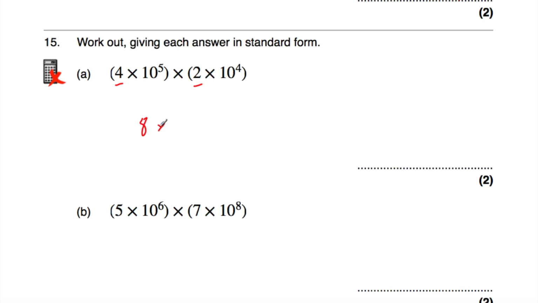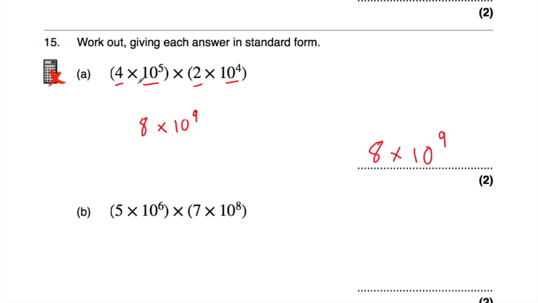And then I'm going to write times 10 to the power of. And here we've got 10 to the power 5 times 10 to the power 4. I remember whenever we're dealing with multiplying things with the same base, you can add the powers. So 10 to the power 5 times 10 to the power 4, you would add the powers, that'd be 10 to the power of 9. So the answer would be 8 times 10 to the power of 9.